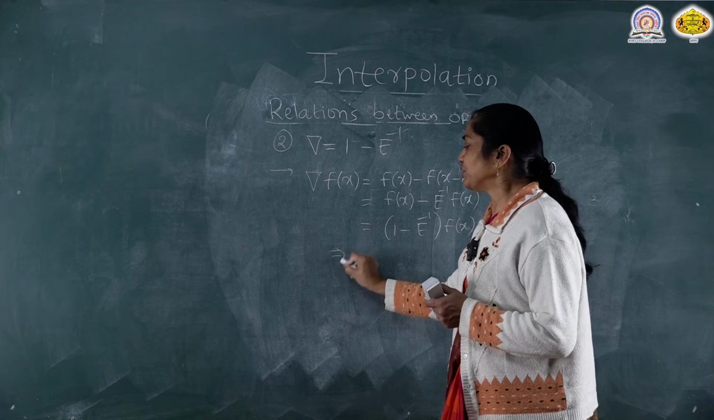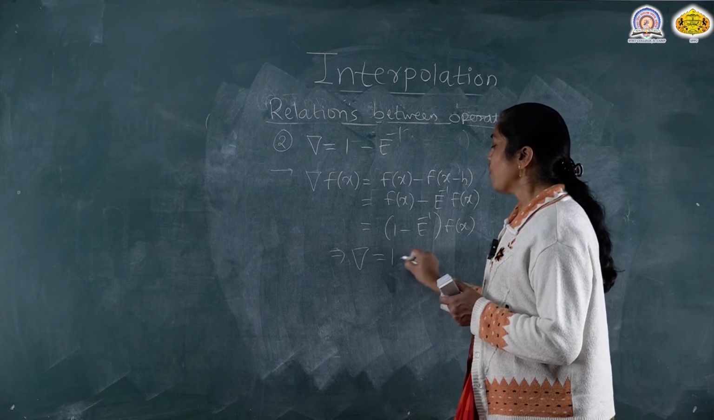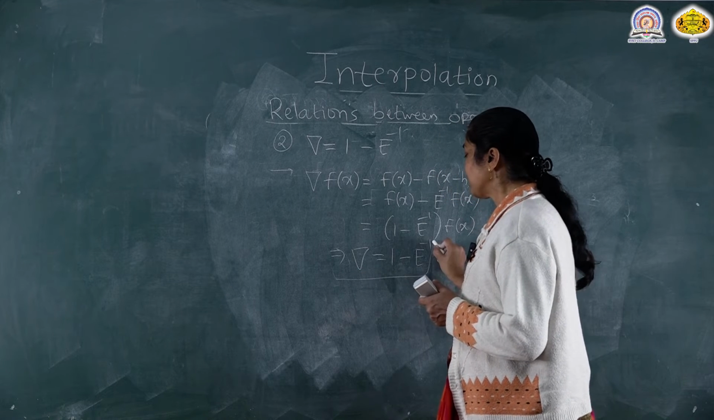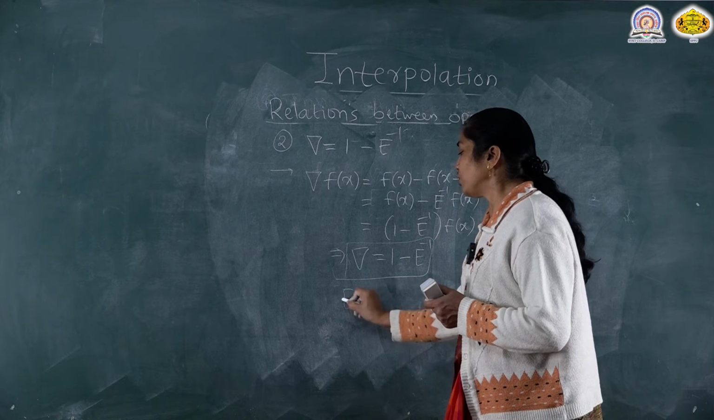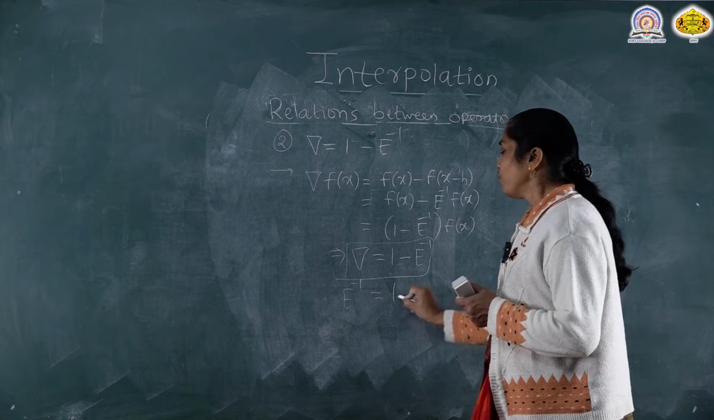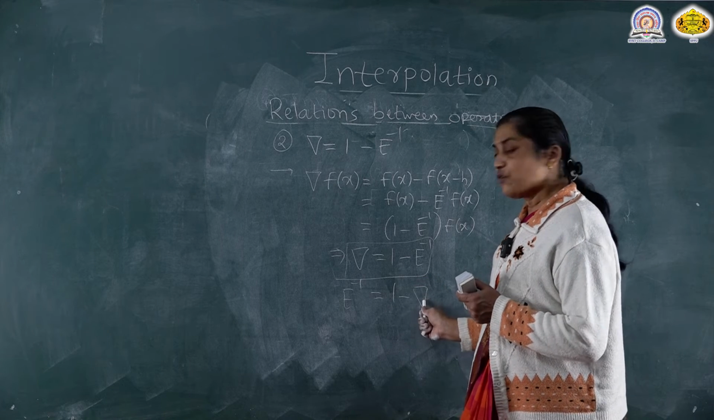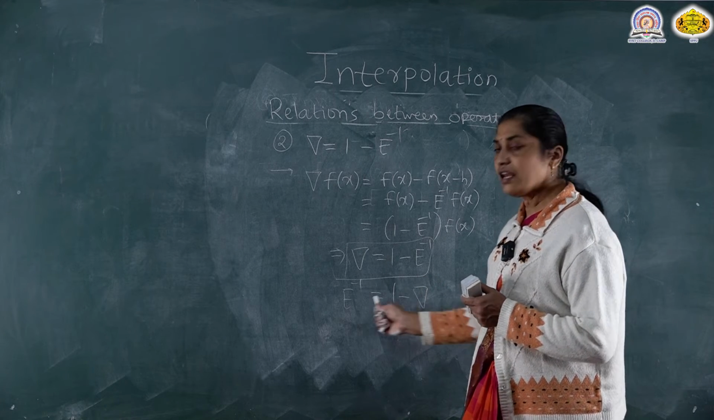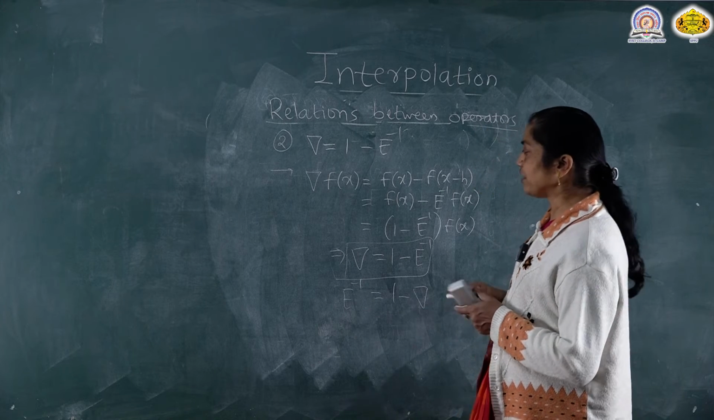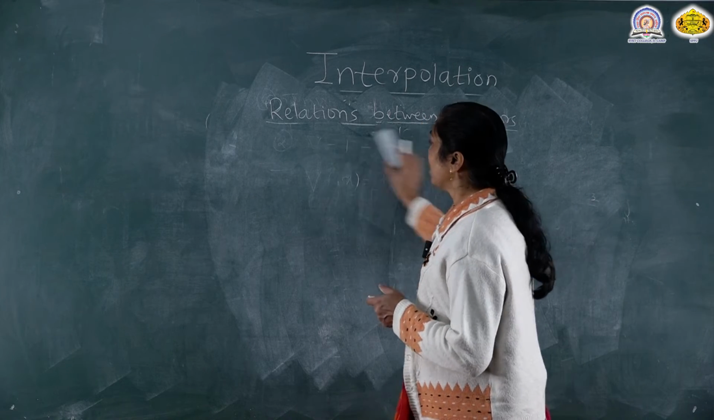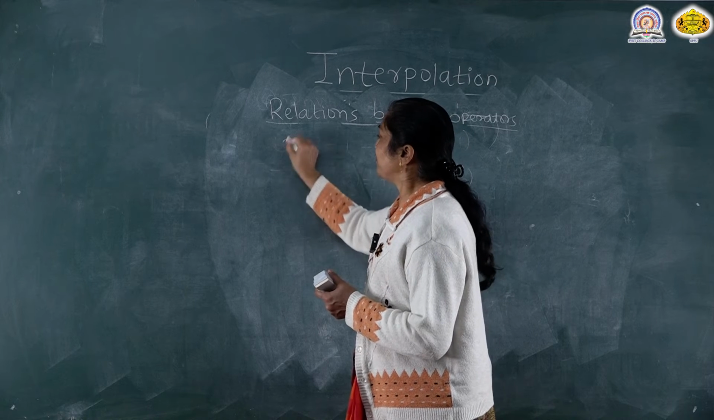So we have the relation del is equal to 1 minus E inverse, or this can be written as E inverse is equal to 1 minus del. So we have the relation between the backward difference operator, that is del, and the inverse shift operator, that is E inverse. The next relation is for the central difference operator.